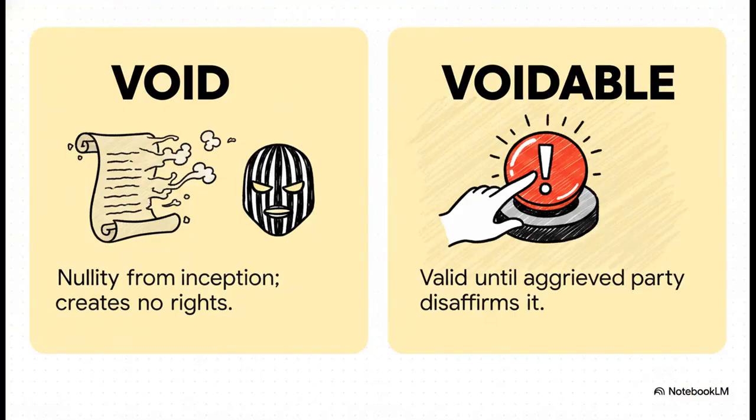Right out of the gate, we have to draw a massive line in the sand between two concepts, void and voidable. Listen, a void contract, it's basically a ghost. It never existed in the eyes of the law. Think of a contract to commit a bank robbery. It's a complete nullity from day one.